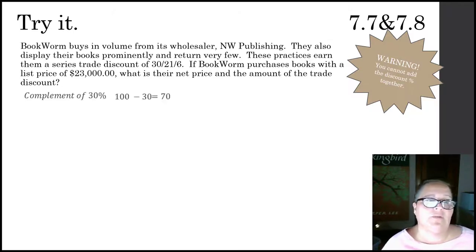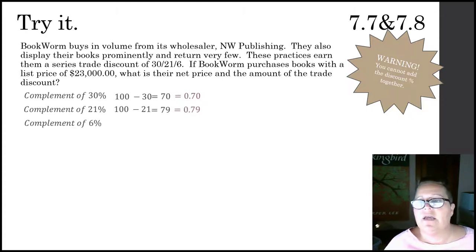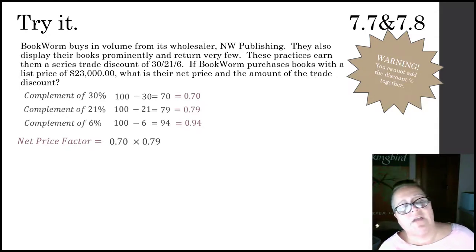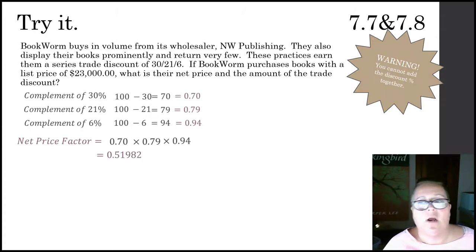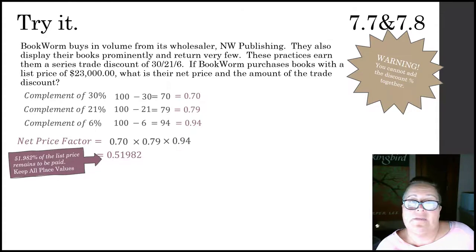The complement of 30% would be 70%, or 0.7. The complement of 21% would be 79%, or 0.79. The complement of 6% would be 94%, or 0.94. This means that the net price factor here would be 0.7 times 0.79 times 0.94, or 0.51982. This means that 51.982% of the list price remains to be paid.